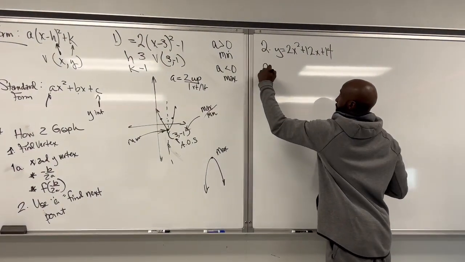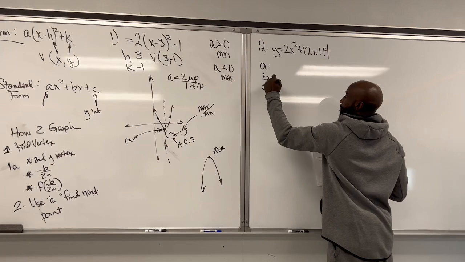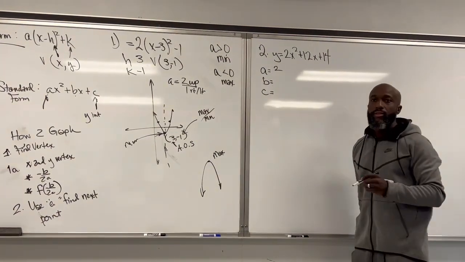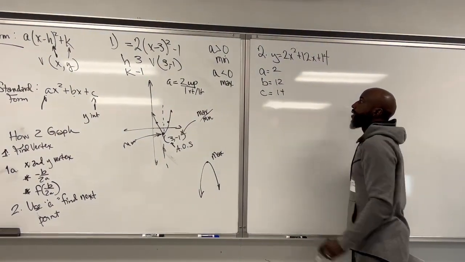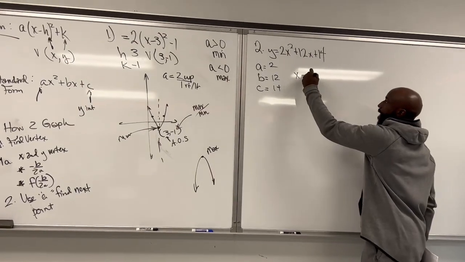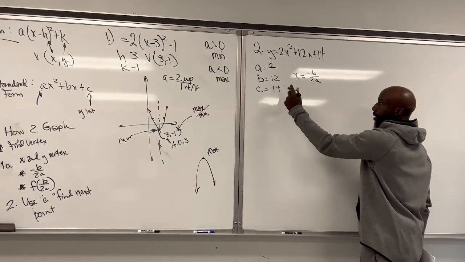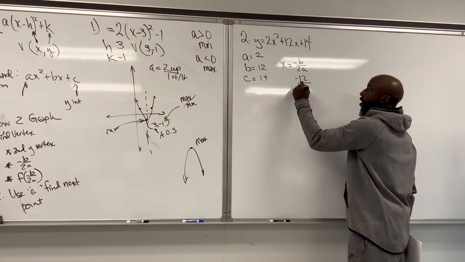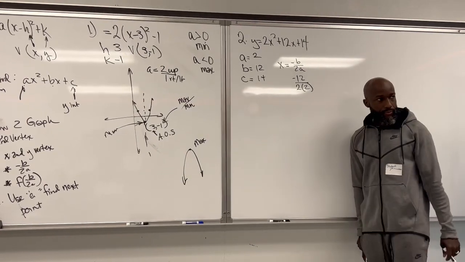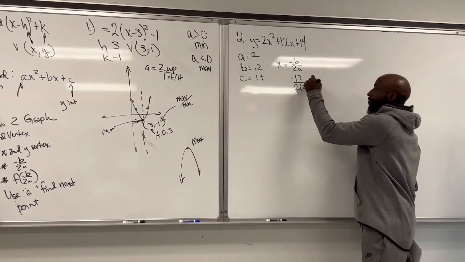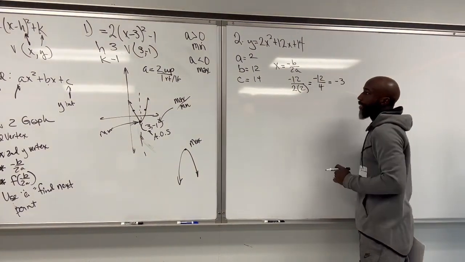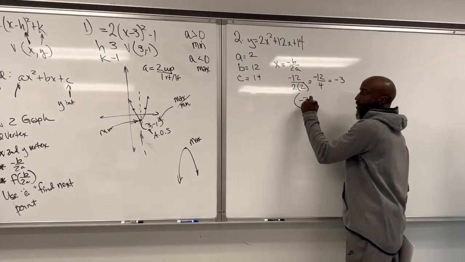All right, so let's list A, B, and C. What's A, what's B, what's C here? A is 2, B is 12, C is 14. Very good. Now we're gonna find the x of the vertex. That's the first thing you do. So it's negative B over 2A. Negative B, negative 12, over 2 times 2. Negative 12 over 4, which is negative 3. So the x of the vertex is negative 3.